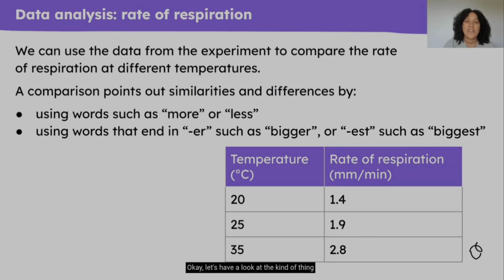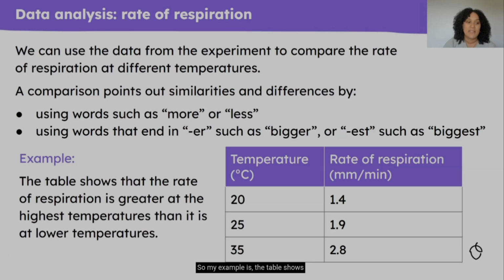Okay, let's have a look at the kind of thing you could have written. So my example is, the table shows that the rate of respiration is greater at the highest temperatures than it is at the lower temperatures. Hopefully you got something like that too.